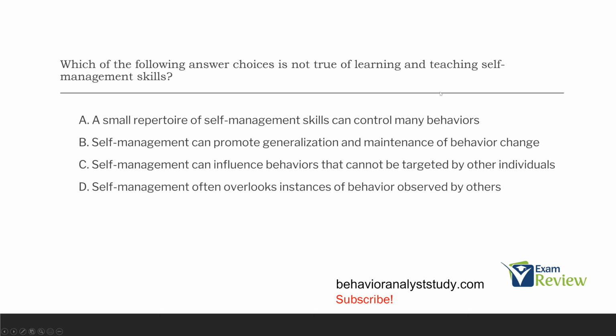So the question is asking about self-management, but specifically, what is not true of self-management? Meaning 3 of these will be true of learning and teaching self-management, and 1 won't. So let's find the one that isn't. A, a small repertoire of self-management skills can control many behaviors. Yes, one major advantage of self-management is if you teach something as simple as a routine or a calendar, you can take that simple routine or calendar and generalize it to so many other behaviors. Self-management is such a great skill, and it doesn't require a lot of skill from the learner.